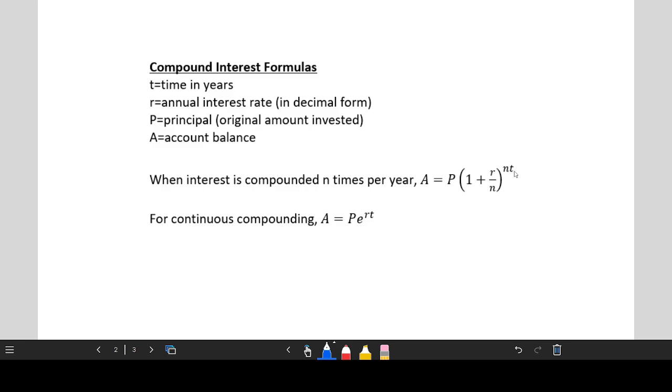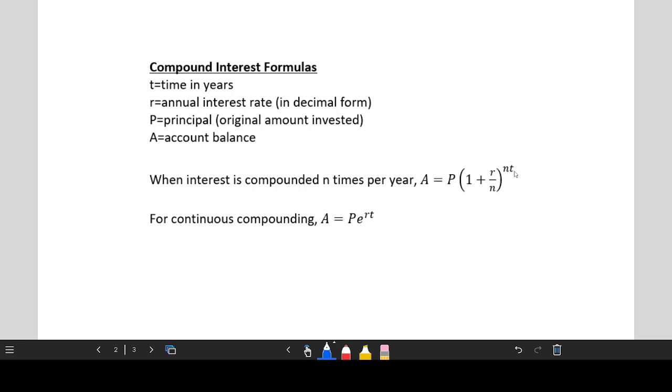So for these formulas, t is the time in years since the deposit was made. These formulas only work for just depositing some money and letting it sit there. There are other formulas that we don't discuss in this class for situations where you're adding money to the account over time. That's going to look different. But this is just depositing some money, letting it sit there for t years.